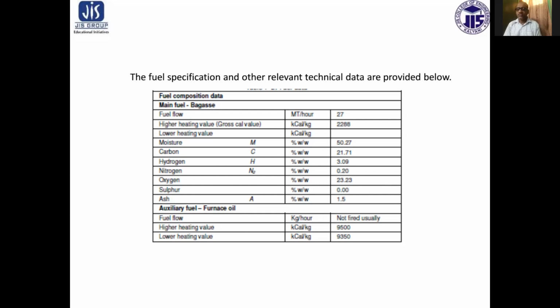The alternative fuels are sometimes used for firing or to initiate the firing, but usually they are not used fully for a large scale amount. The higher calorific value is given, that is 9500 kilocalorie per kg, and the lower calorific value is also given, that is 9350 kilocalorie per kg.